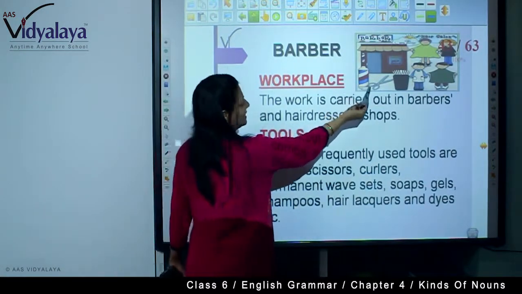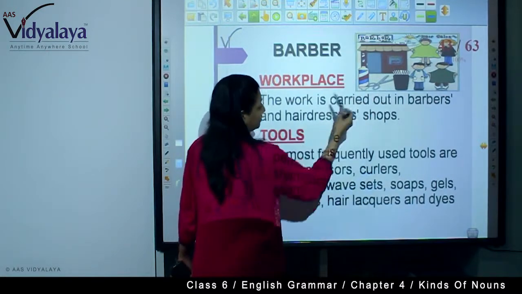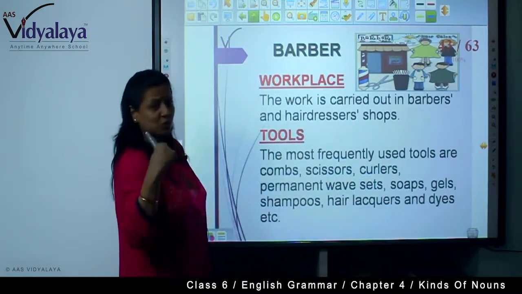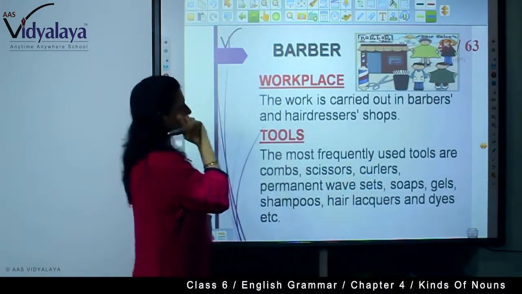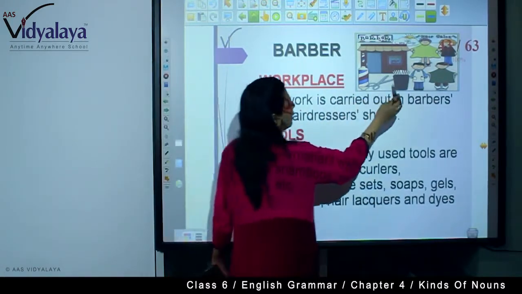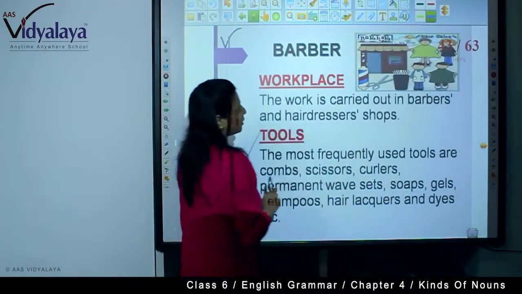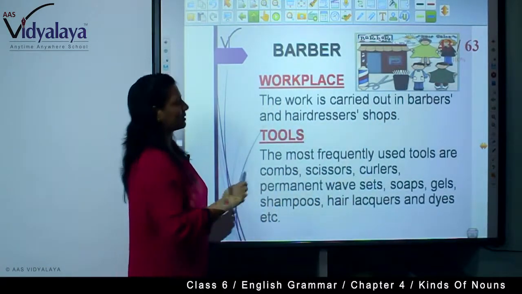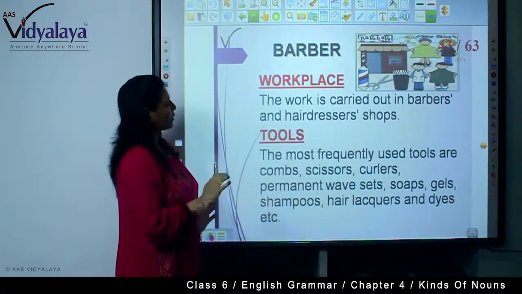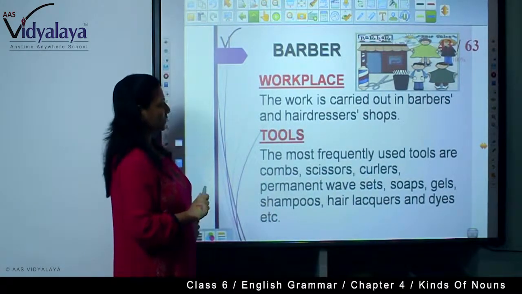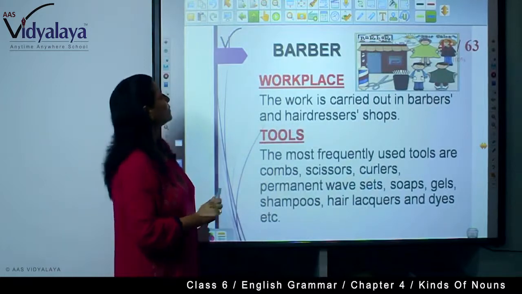See, scissors are here, and when shaving is done, all these brushes are here, combs are also there. How do they serve? See, the cloth is there, and a barber person is here, this is a barber. So in this way you find the barber, his workplace and his tools.